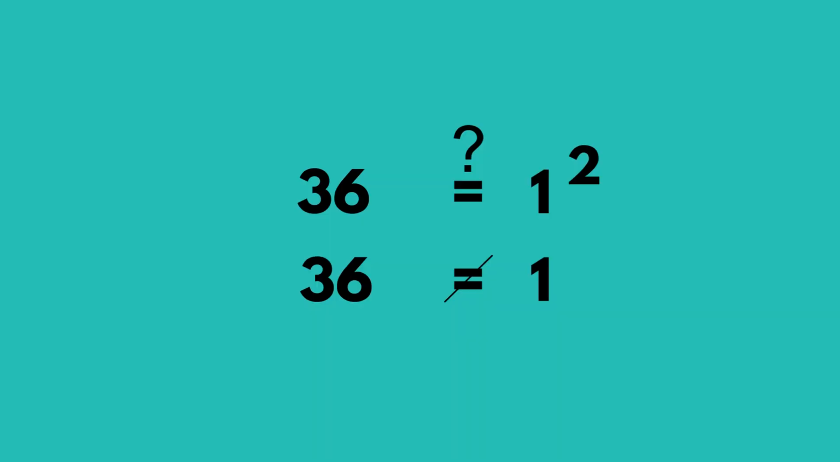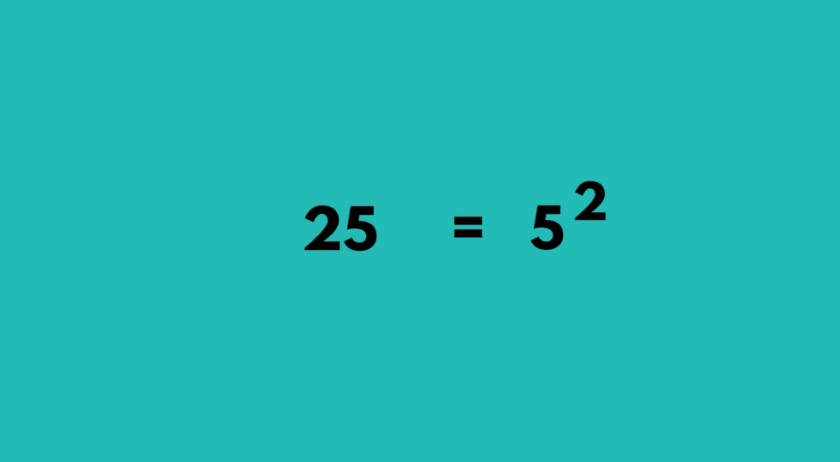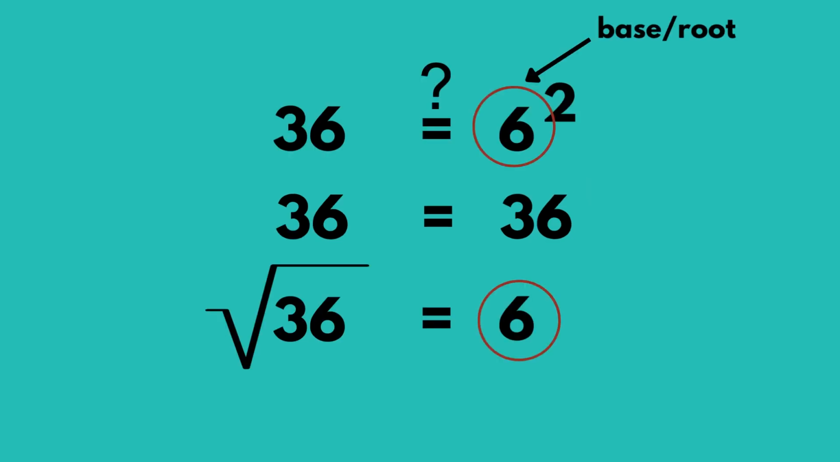What is the base number squared that would give us 36? We could try 1, but 1 squared is 1. We know 5 squared is 25, so it's not 5, but it's a little greater than 5 because 36 is greater than 25. So let's try 6. 6 squared is in fact 36, so 6 is the base of 6 squared, and therefore the square root of 36.